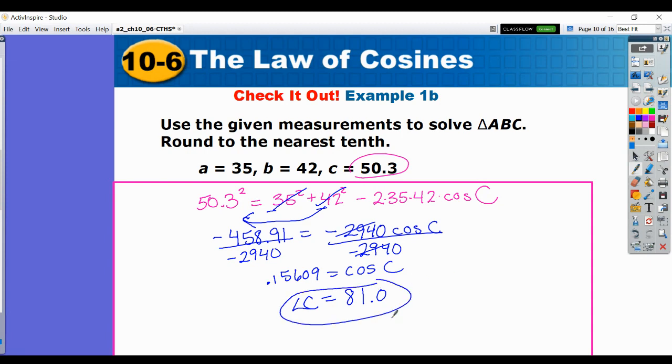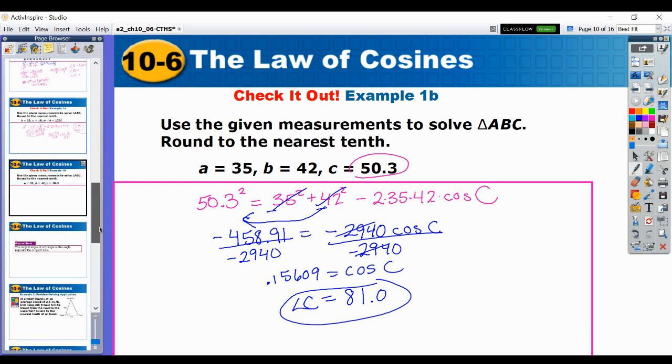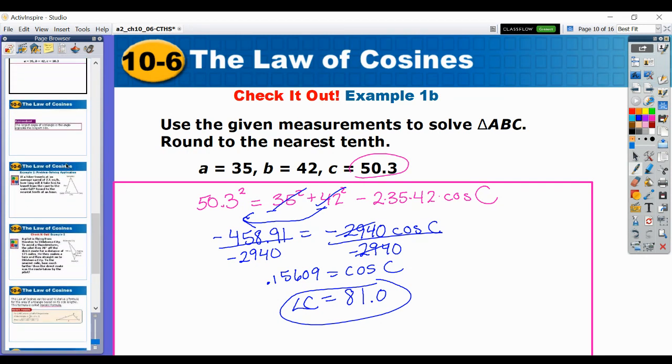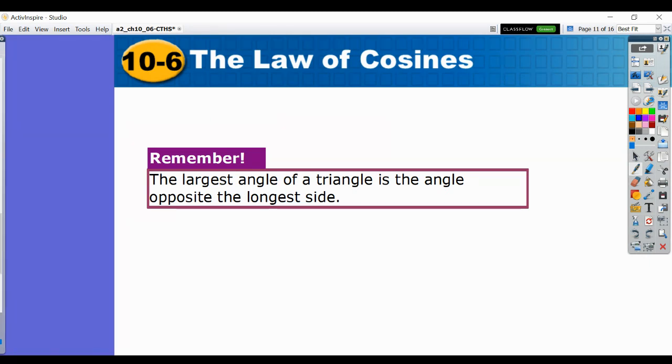All right, and I'm not going to finish solving this one, but you can use the law of sines to find another angle and then subtract from 180 for your last angle. All right, there's one more part to this lesson. Just remember when you get your answers to double check them and make sure they're reasonable. Whatever the largest angle is should have the largest side. The smallest angle should have the smallest side.